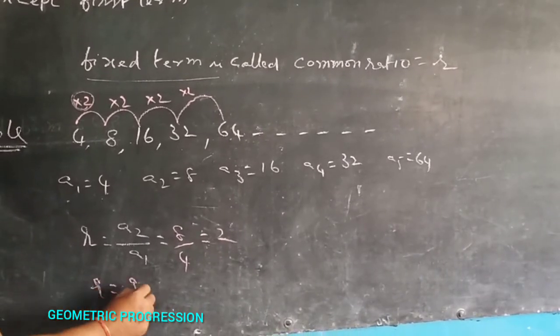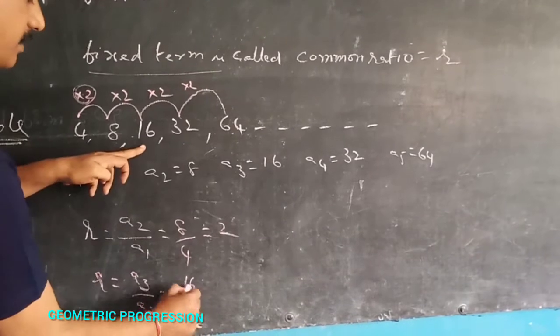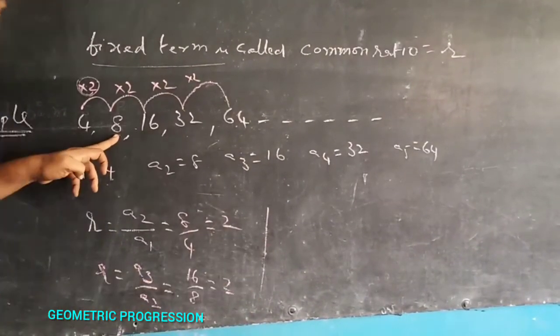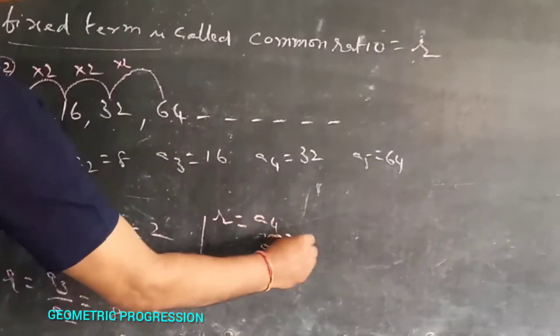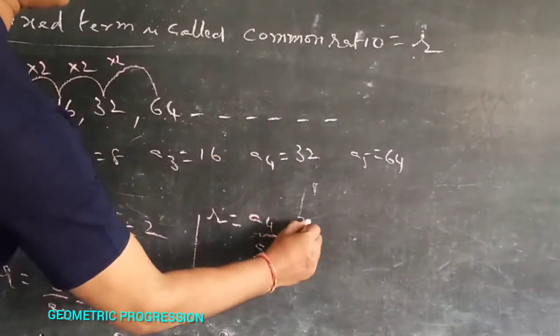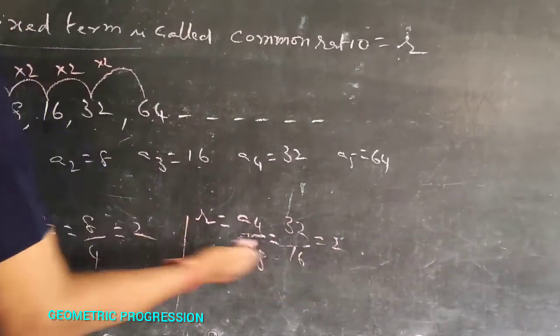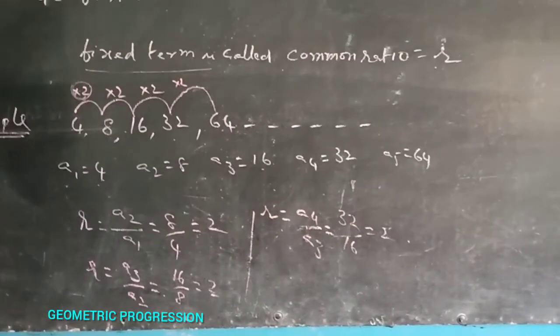R is equal to A3 by A2. What is the A3 value? 16, by A2 value 8. This is also 2. And next, R is equal to A4 by A3. What is the A4 value? 32 by A3 value 16. That is also 2. Common ratio is 2. So this progression is in GP.